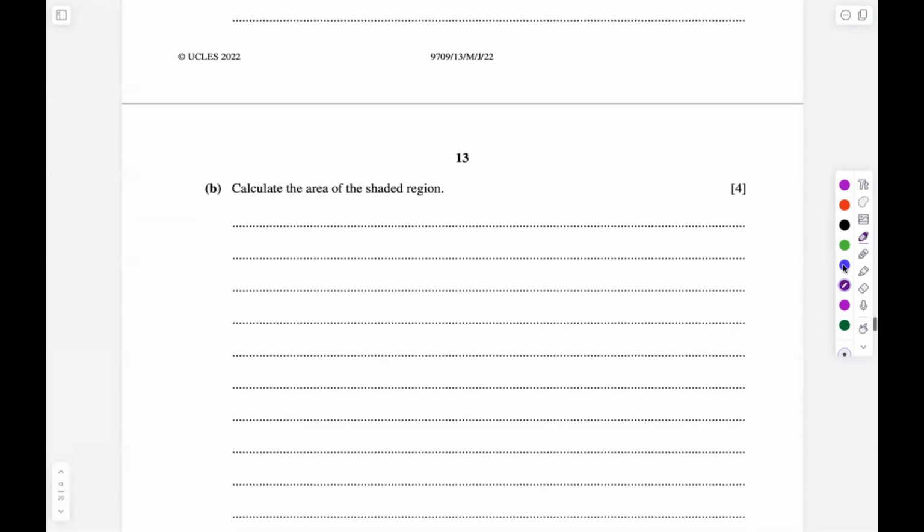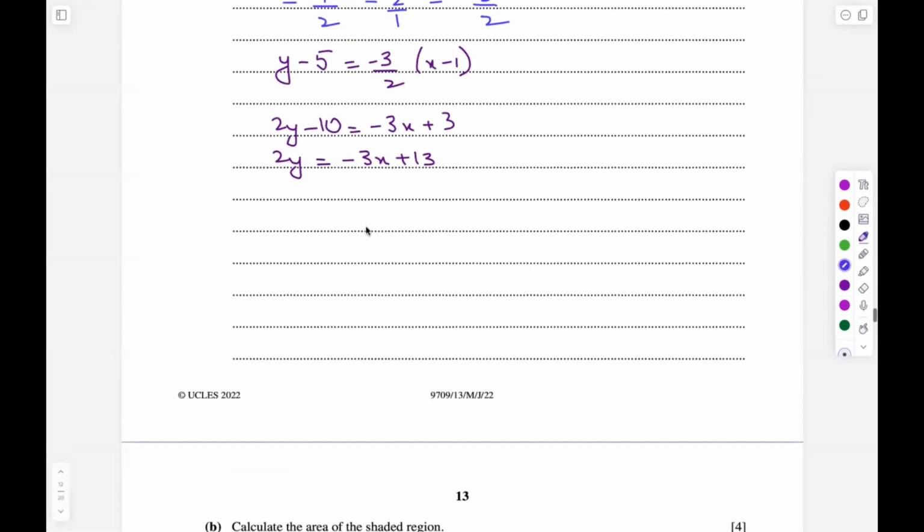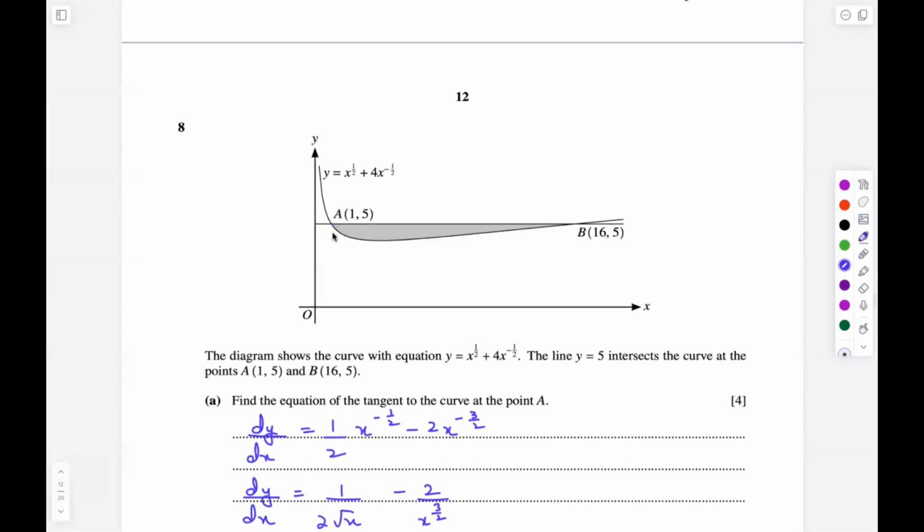In part B, we have to calculate the area of the shaded region. To find the area of the shaded region, we can first make a straight line from A and a straight line from B. So we'll have to find the area under the line. Now the area under the line is basically a rectangle. We know that the y coordinate is 5 and the base will be 16 minus 1, so this will be 15.